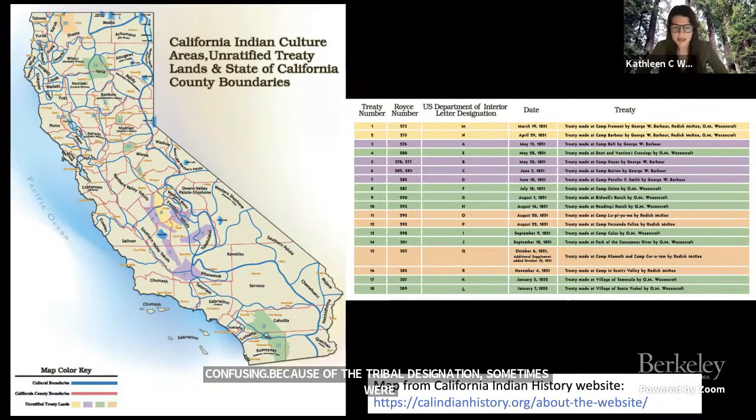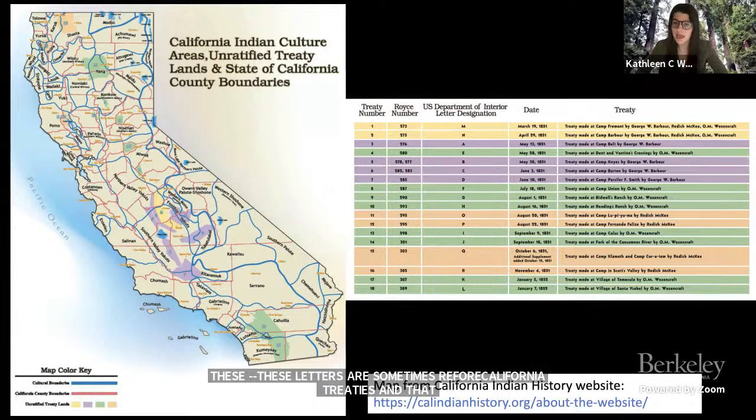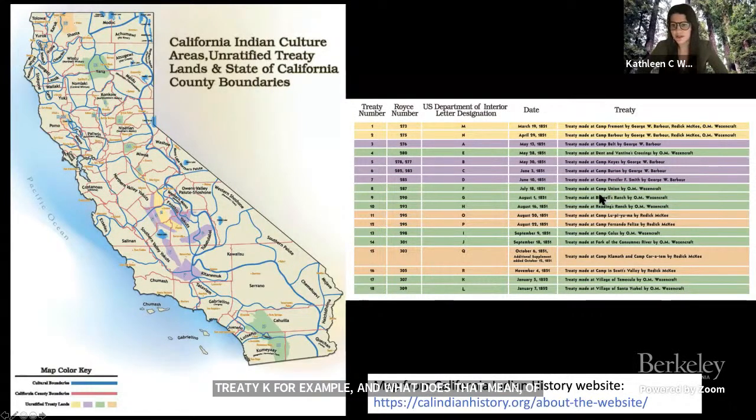This is a map from the California Indian History website that I encourage everyone to click on and look, and based on wherever you're at right now, you can see what treaty would be closest to you. So the colors are based on whoever was making the treaty. And the numbers, these letters are sometimes referred to as the California treaties, and that's just the US Department of Interior letter designation. So sometimes you see like Treaty K, for example, and what does that mean? Of course, these names were not indigenous names. You know, these are names given by the treaty commissioners. So treaty made at Camp Union, for example, or treaty made at Bidwell's Ranch.